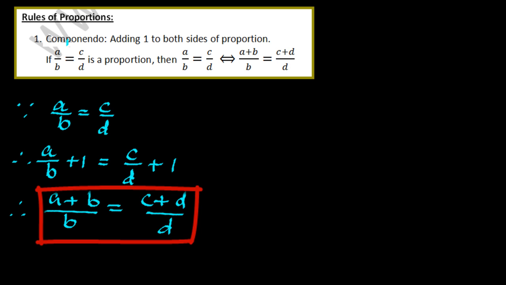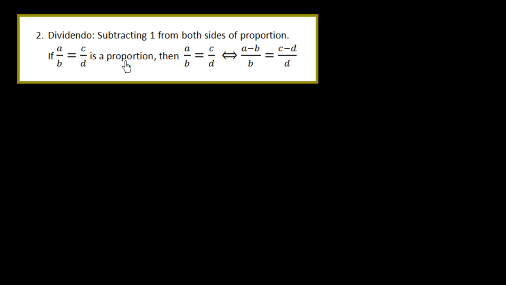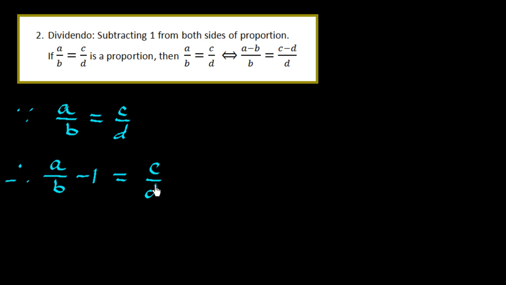Now I explain you about the dividendo rule. It is just opposite of componendo. Here we subtract 1 from both the sides. So if A over B is equal to C over D is a proportion, then A over B is equal to C over D implies that A minus B over B is equal to C minus D over D. So because we have A over B is equal to C over D, subtract 1 from both the sides. So we get here A over B minus 1 is equal to C over D minus 1.